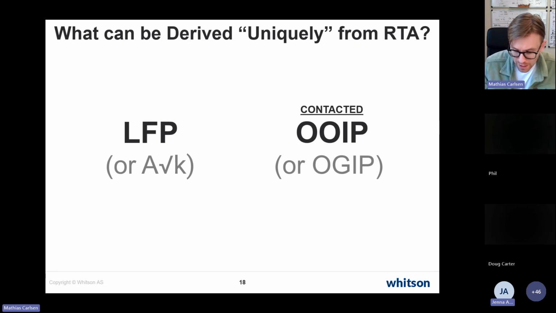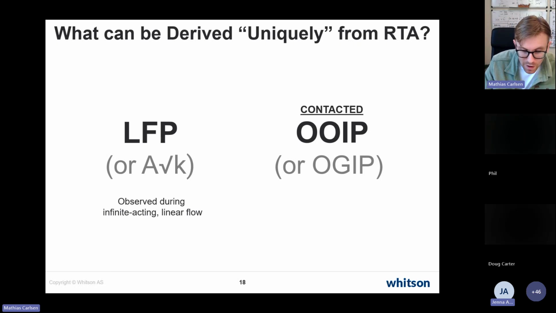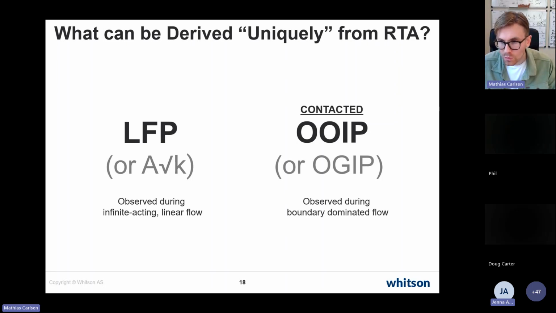Second point here is that A root K is something you can uniquely define when you observe infinite acting linear flow, okay? So think about that a second. You can't quantify the true A root K if you do not observe true infinite acting linear flow. And the same goes for the contacted pore volume: you can't quantify the full contacted pore volume unless you're in full boundary dominated flow. So that's why these flow regimes are very important when it comes to quantifying these two things. So RTA is nothing more than that, flow regime and quantifying these two things. And that's what you need to know, to be dangerous at least. 99% of it. All the other stuff is you have to be a good talker.